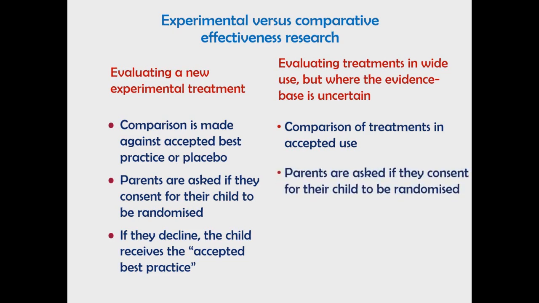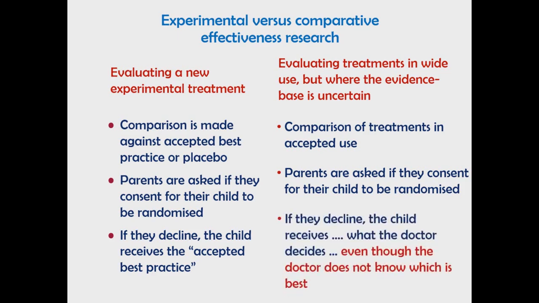Parents are asked if they consent for their child to be randomized. If they decline, what do you do? Well, what happens is, of course, that the child gets what the doctor decides, even though the doctor does not know which is the right treatment, and even though the doctor may be in equipoise and genuinely say, I do not know which is the right treatment. So the application of the fundamental principles of clinical research are not quite fitting the bill here.